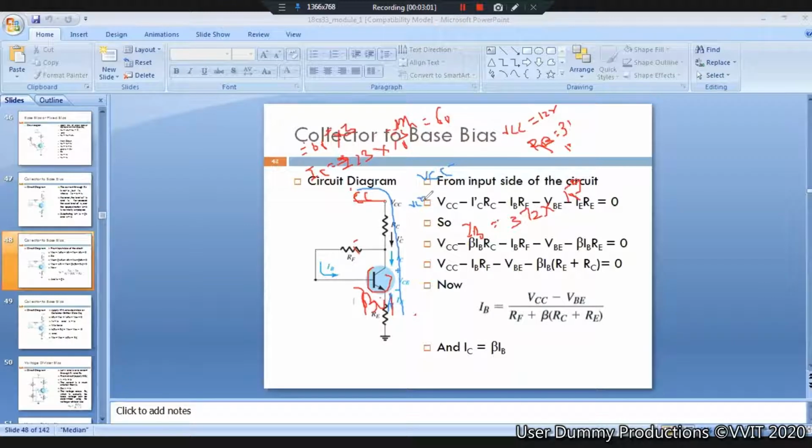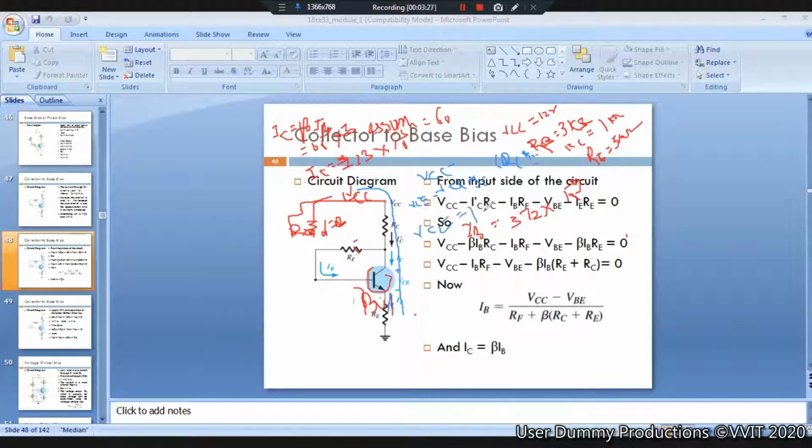VCE is equal to, we can write as VCC minus IC into (RC plus RE). You can write it as RC plus RE. These values you can substitute, then only you will get the VCE.